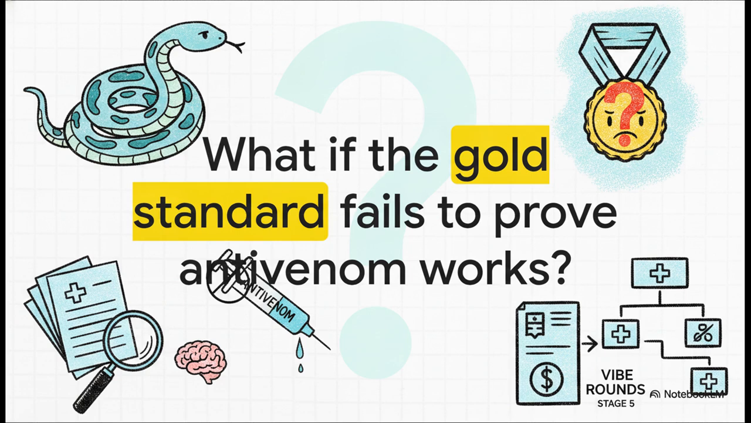But what happens when the absolute highest tiers of medical research, the so-called gold standard trials, fail to definitively prove that this antivenom actually saves lives? Does that mean the medicine doesn't work? Or does it mean our system for grading evidence has a massive blind spot? That is the exact paradox we are going to unravel today using the Vibrown Stage 5 methodology.